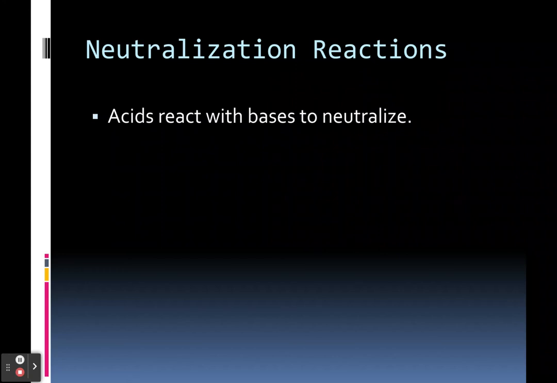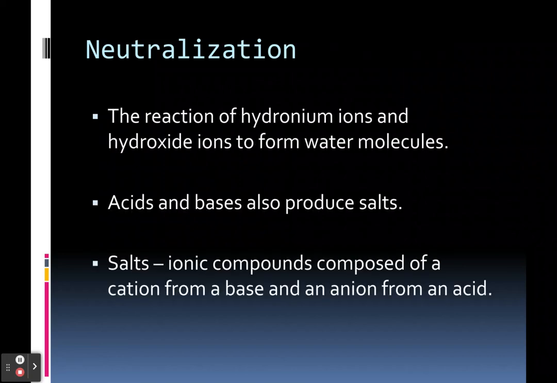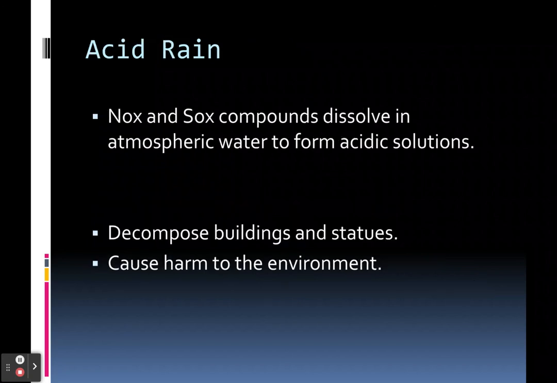When you have a neutralization reaction, an acid and a base are going to react together to neutralize each other. When that happens, your hydronium and your hydroxide ions are typically going to form water. They're also going to produce salts. Salts are going to be composed of the cation from your base and the anion from your acid.